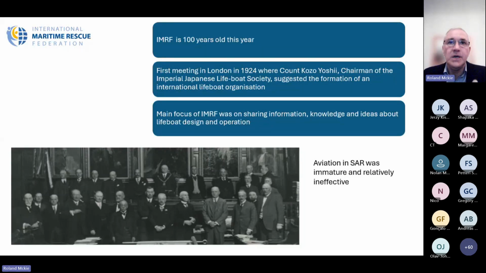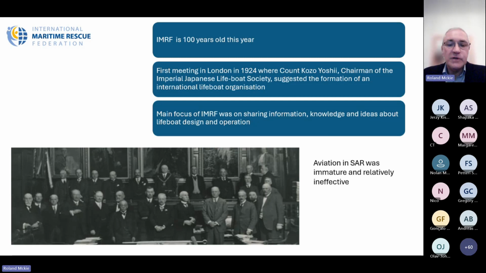So we were formed, created, gathered in 1924 in London. The first meeting was where Count Kozo Yoshi, and I think he's just, if anyone can see my pointer, I think that might be Count Yoshi. I did look on the internet to see if I can find a picture, but couldn't find him. He was pretty much the instigator of this idea, suggested the formation of some form of international lifeboat organisation.